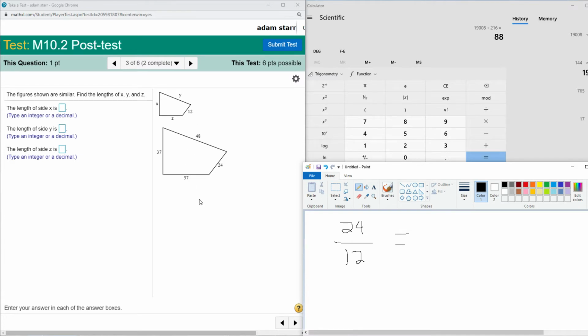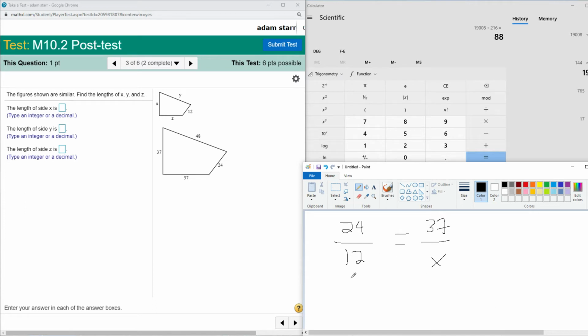And then I'm going to match the sides with the variable I'm trying to find. So I'm going to try to solve for x first. So this 37 is the x side. So the 37 is the bigger figure, so that's the numerator. And then x would be the denominator.